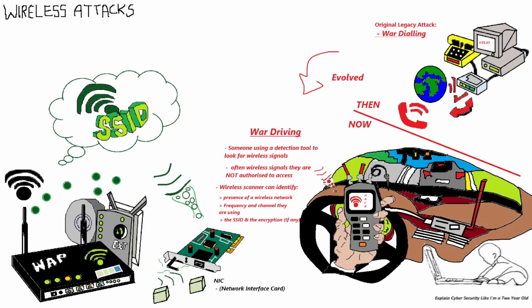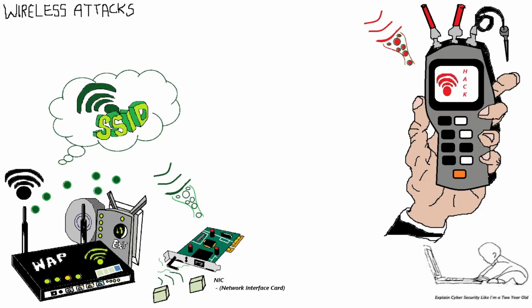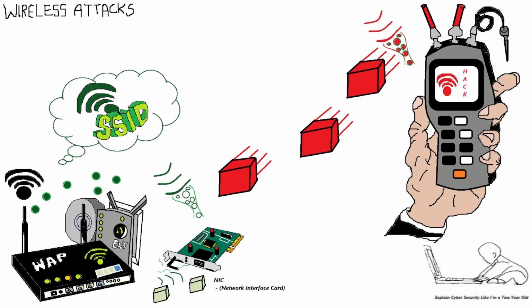Given wireless signals are everywhere, it is much easier nowadays to find wireless signals than it was to try dialing up to find active modems. Okay, so what can we do when we are war driving and our wireless scanner identifies a wireless network within range?